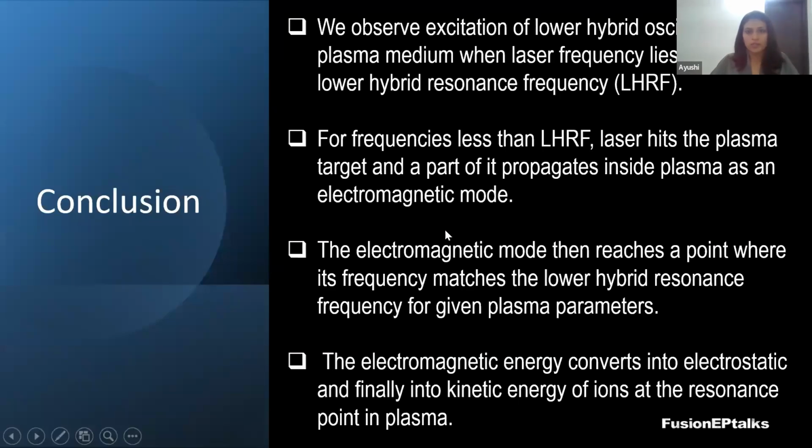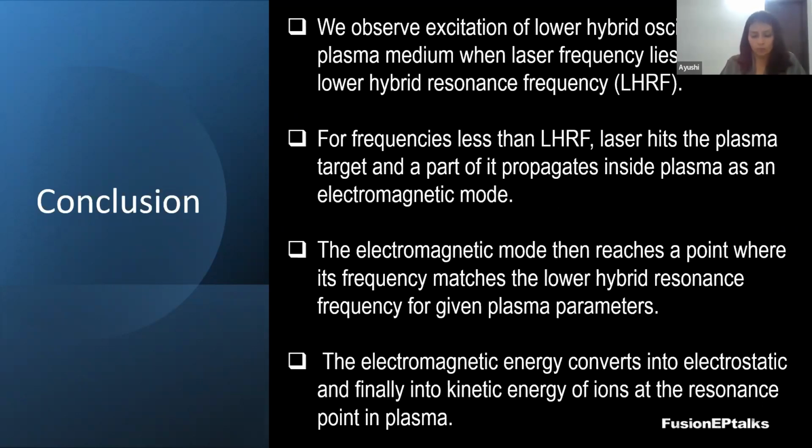So this finally brings us to the conclusion of this work. We observe excitation of lower hybrid oscillations in the plasma medium when the laser frequency lies very close to the lower hybrid resonance value. And for frequencies less than the LHRF, the laser hits the plasma target and propagates inside not as an electrostatic oscillation but as an electromagnetic mode.